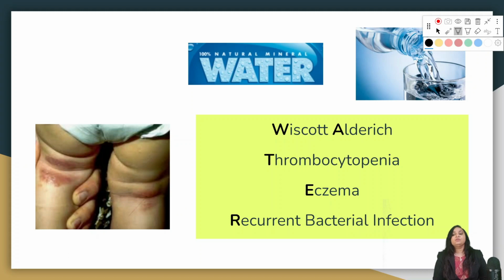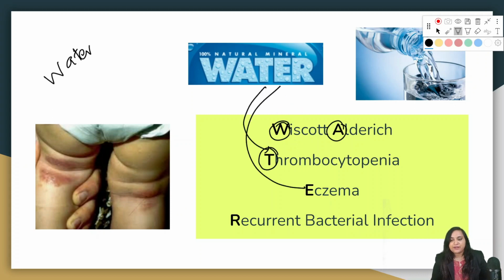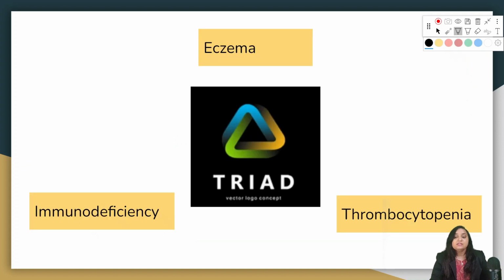What is Wiskott-Aldrich syndrome? You have to remember the mnemonic WATER. Wiskott-Aldrich stands for WATER. T stands for thrombocytopenia, E stands for eczema and R stands for recurrent bacterial infection. And this is a very classical picture of a boy presenting with thrombocytopenia as well as rashes with recurrent infection. So it's a triad of eczema, immunodeficiency and thrombocytopenia.